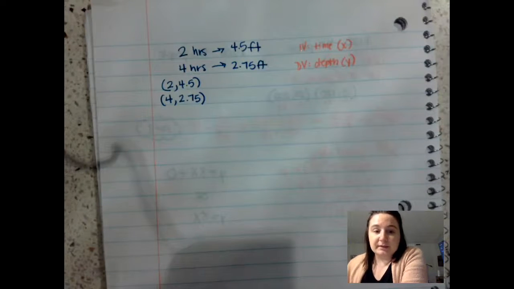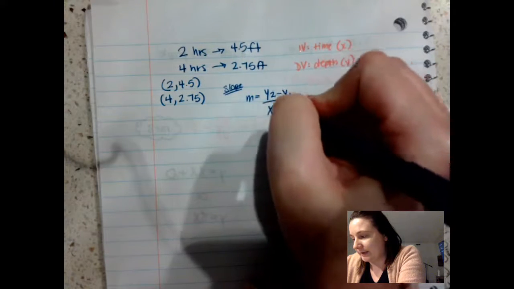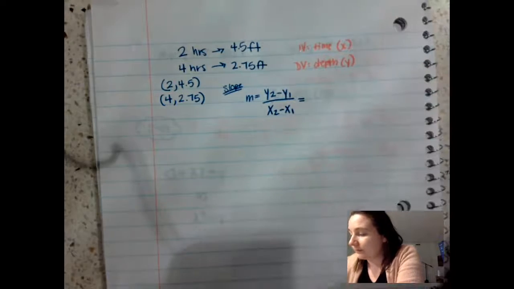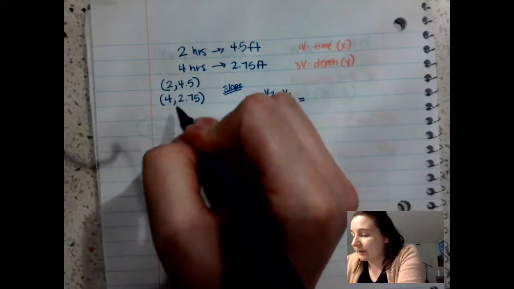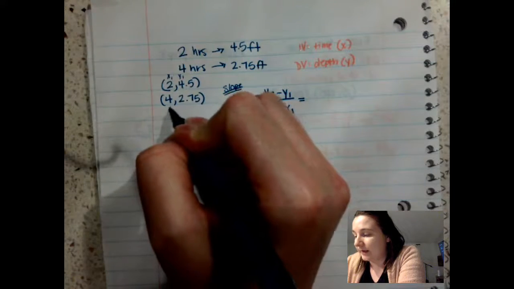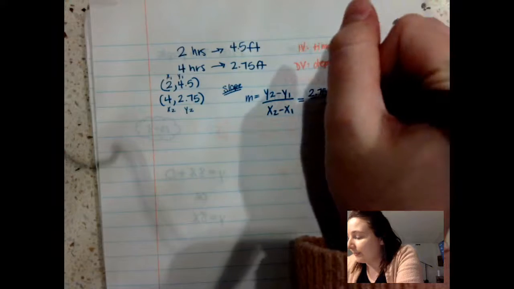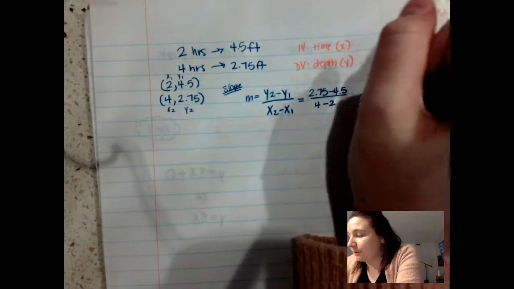So our first step is to use our slope formula to find the slope. That's y2 minus y1 over x2 minus x1. We can use either of these as the first or second point. So I'm going to label x1, y1, x2, y2. So we have 2.75 minus 4.5 over 4 minus 2.